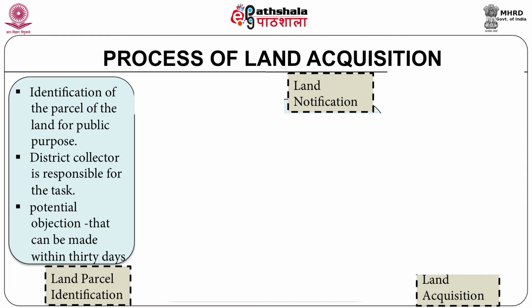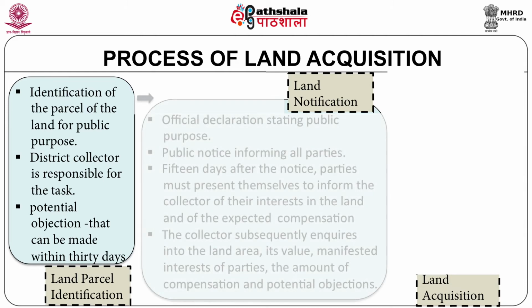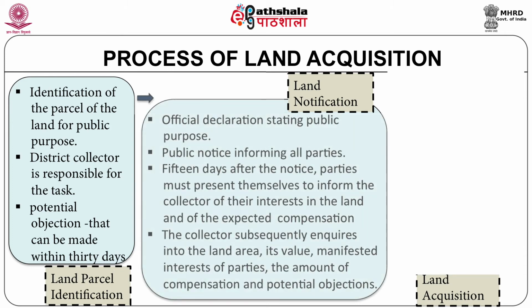Who was responsible for this? The district collector was responsible for this task. And if there was any potential objection, that could be raised within 30 days. After that, the land was notified. There was an official declaration stating the public purpose. There was a public notice informing all parties, and 15 days after the notice, parties were supposed to present themselves to inform the district collector of their interests in the land and of the expected compensation. And the district collector subsequently inquired into the land area, its value, manifested interests of parties, amount of compensation, and potential objections. Then the land would be acquired.